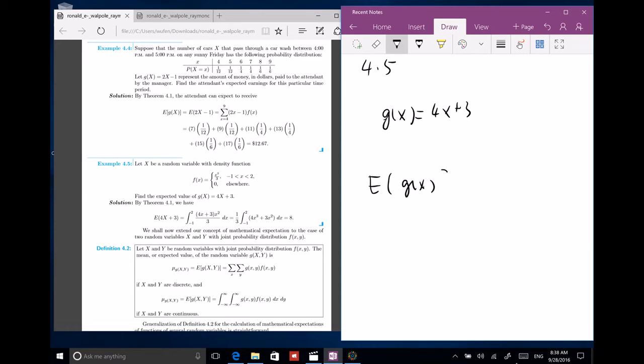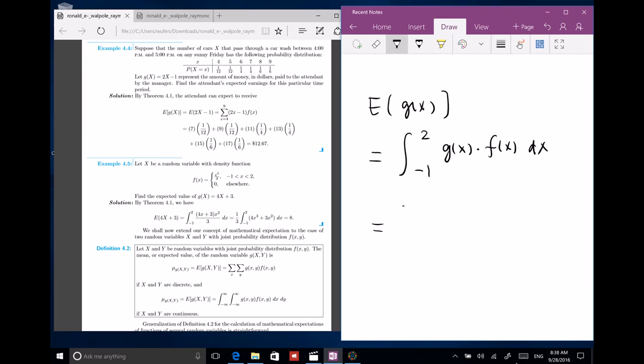So the expectation value of g(x) equals the integral from negative 1 to 2 of g(x) times the probability f(x) dx. g(x) is given as 4x plus 3, multiplied by f(x), which is given as x squared over 3, dx.